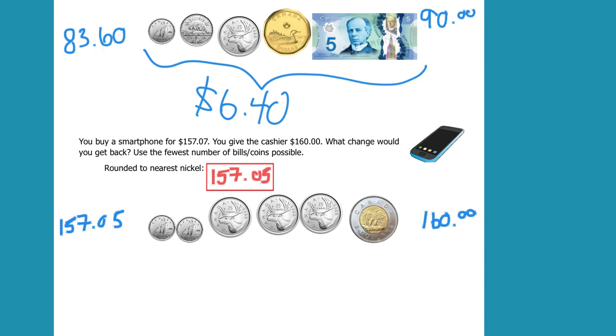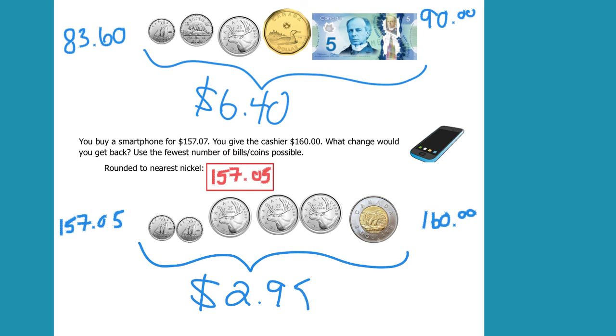Okay, so now I'm going to want to total up my change here just to see how much it was that I got back. So I know I've got the $2.75 and then 20 cents. So my total change is $2.95, and this is the fewest amount of coins I could have used to get it back.